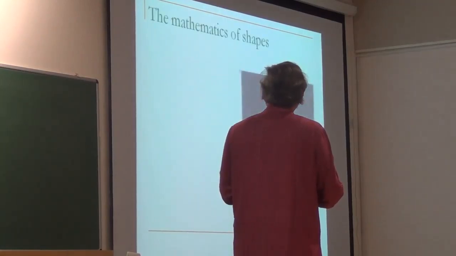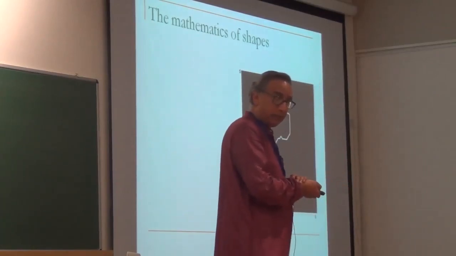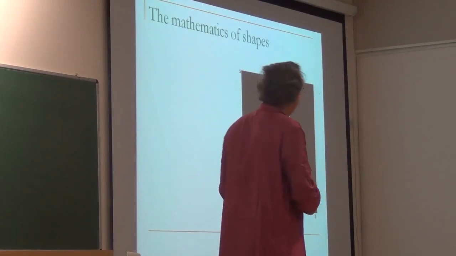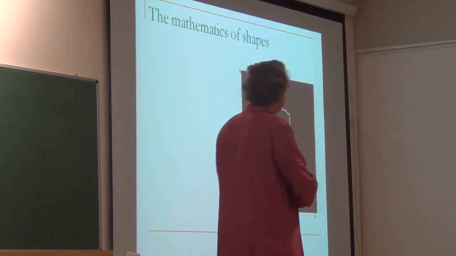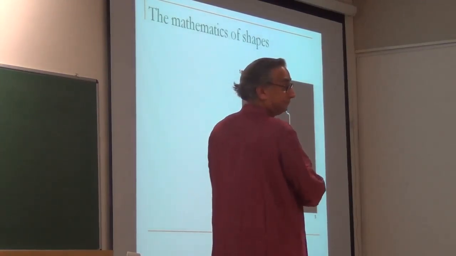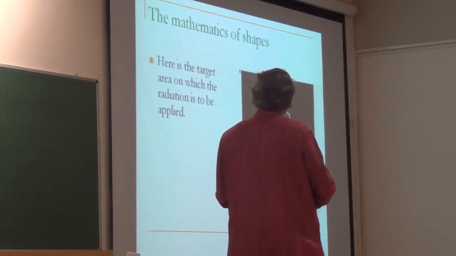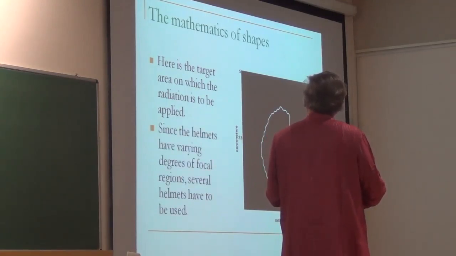This is what began an interesting topic called the mathematics of shapes. Of course, differential geometry has been around for a long time, but applied to this context, it really took off in the 1950s and 60s. So here's the tumor, and you want to hit it with various treatments. Here's the target area on which the radiation should be applied, and the helmets have varying degrees of focal region.